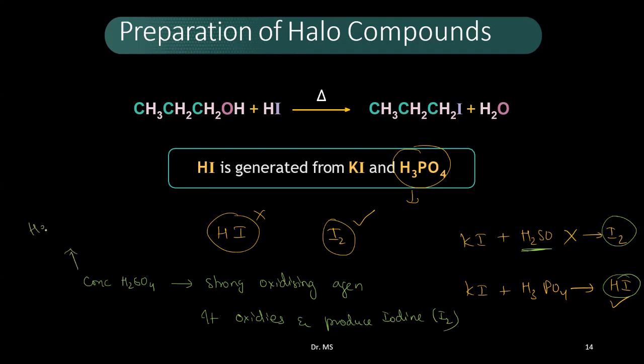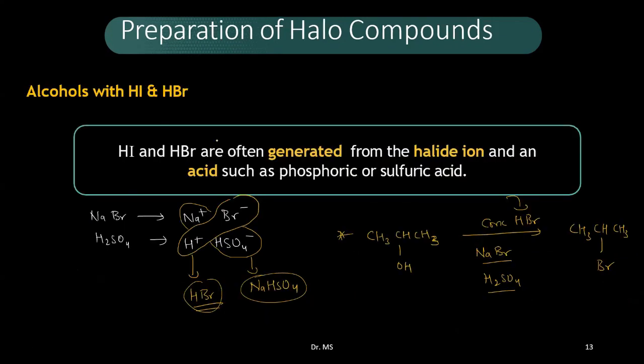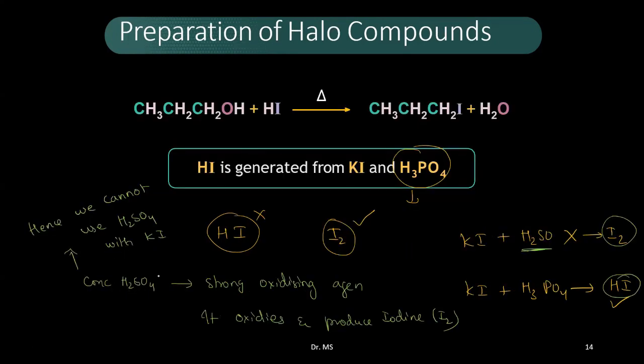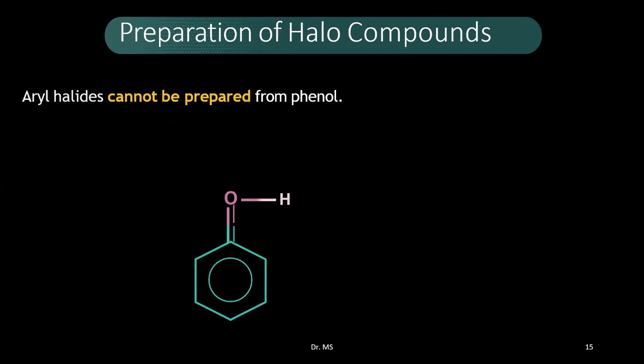So hence, we cannot use sulfuric acid with potassium iodide. See, with potassium iodide only, we cannot use it. In the previous case, we used sulfuric acid, but at that time it was an alkyl halide ion, not potassium iodide. But here it's potassium iodide, so I cannot use sulfuric acid. This is a thing you need to remember. They can ask in NEET. Okay, is that clear? So why can't we use sulfuric acid with potassium iodide for preparing the alkyl halides? So the next exception is this one.